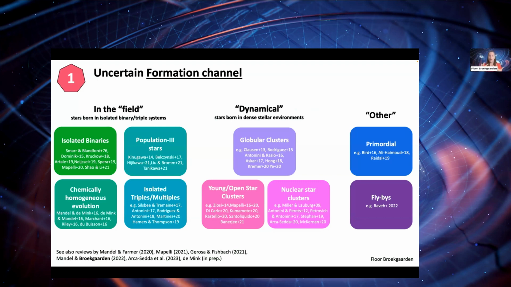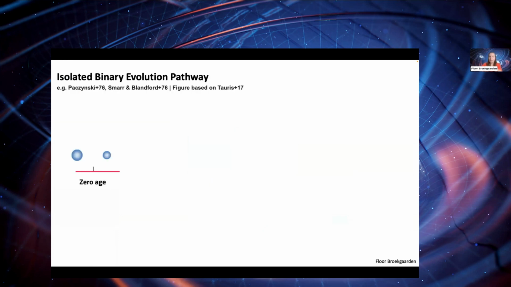There are different formation channels or formation pathways, or theories that people have come up with, that might explain how you form 2 black holes that can then collide in our universe and be observed. So to give you an example, here in the top left is what's called isolated binary evolution. And in this scenario, you start with a wide pair of massive stars.